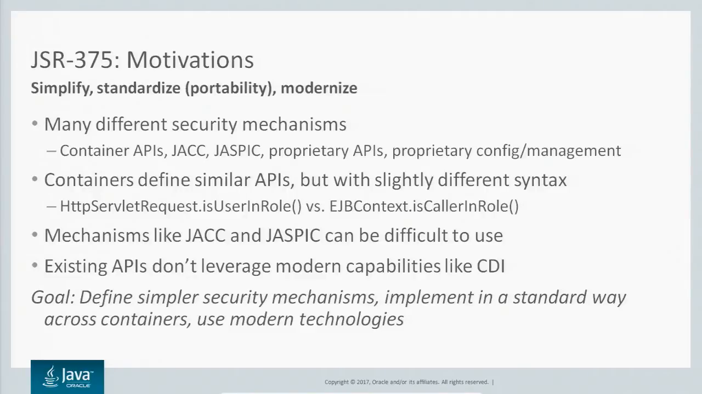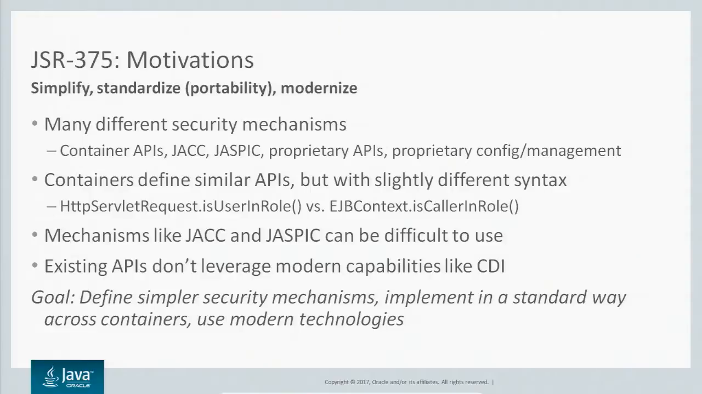The primary motivations were to simplify and standardize in terms of portability and modernize the APIs somewhat. There are a lot of different security mechanisms in EE today. There are container APIs, there's Jack, there's JASPIC, proprietary APIs in the different vendors' implementations. And particularly, there's a lot of proprietary configuration and management, which makes it difficult to arrange for security for applications.